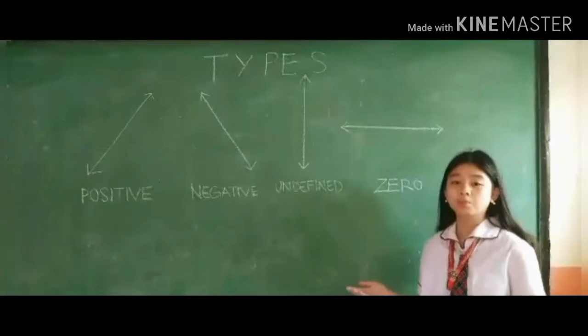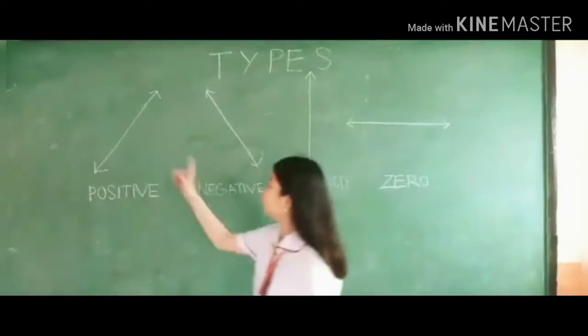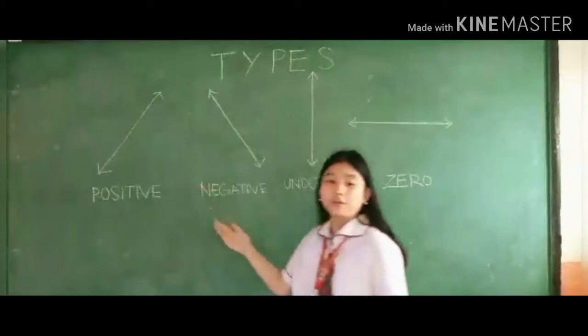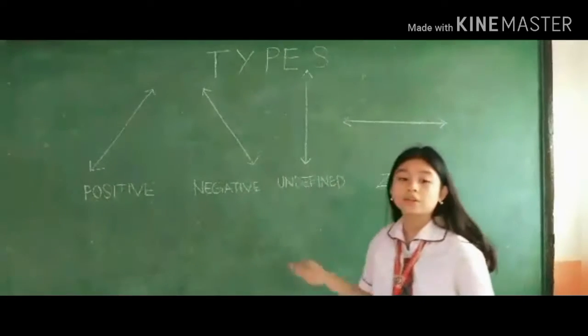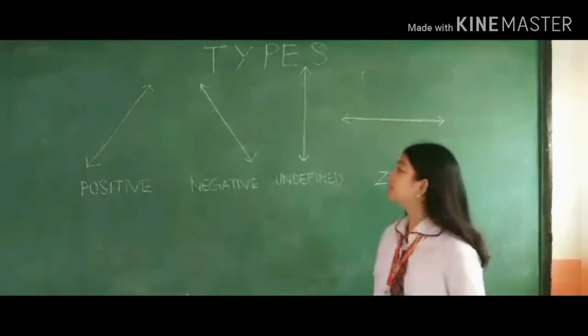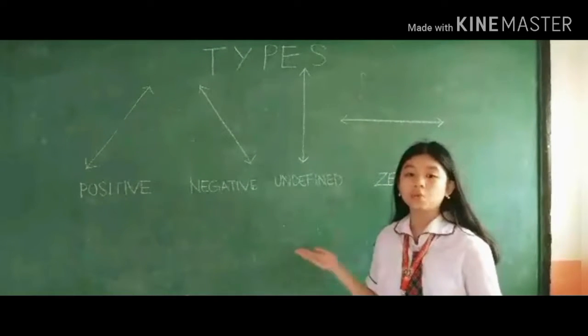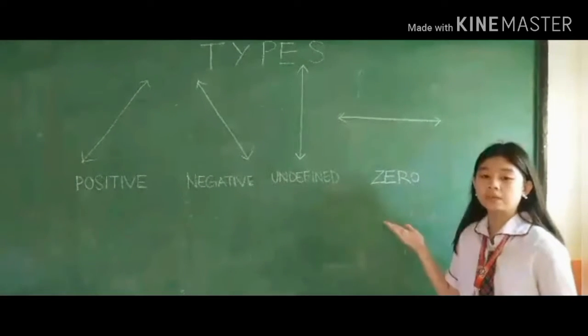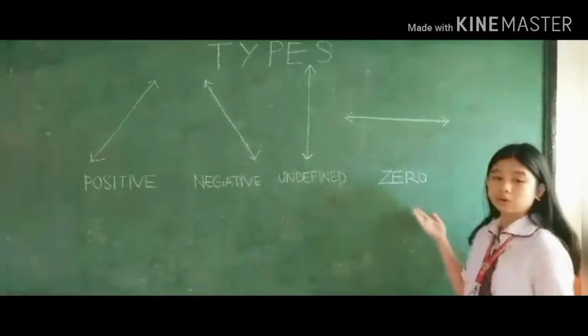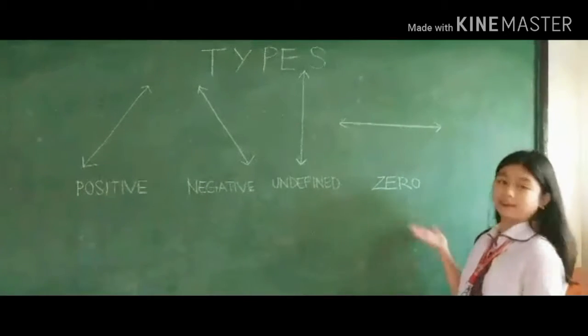We have a positive slope, which represents a rise from left to right. We have a negative slope, which means it's going down from left to right. We have an undefined slope, which means that the x value is 0, so we get a vertical line. We have a zero slope, which means that the y value is 0, so we get a horizontal line.